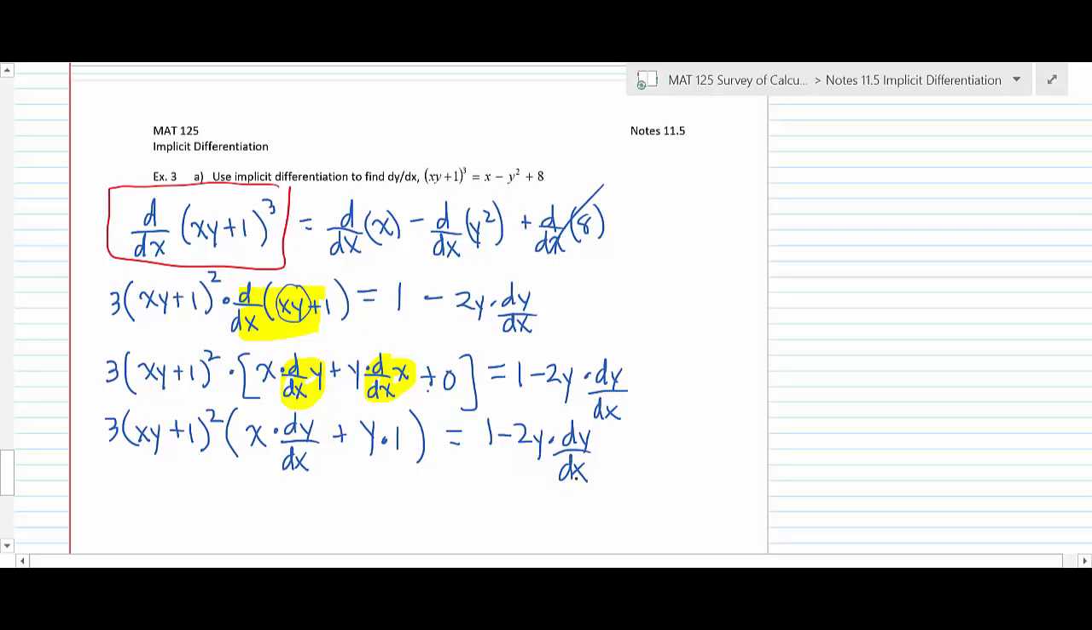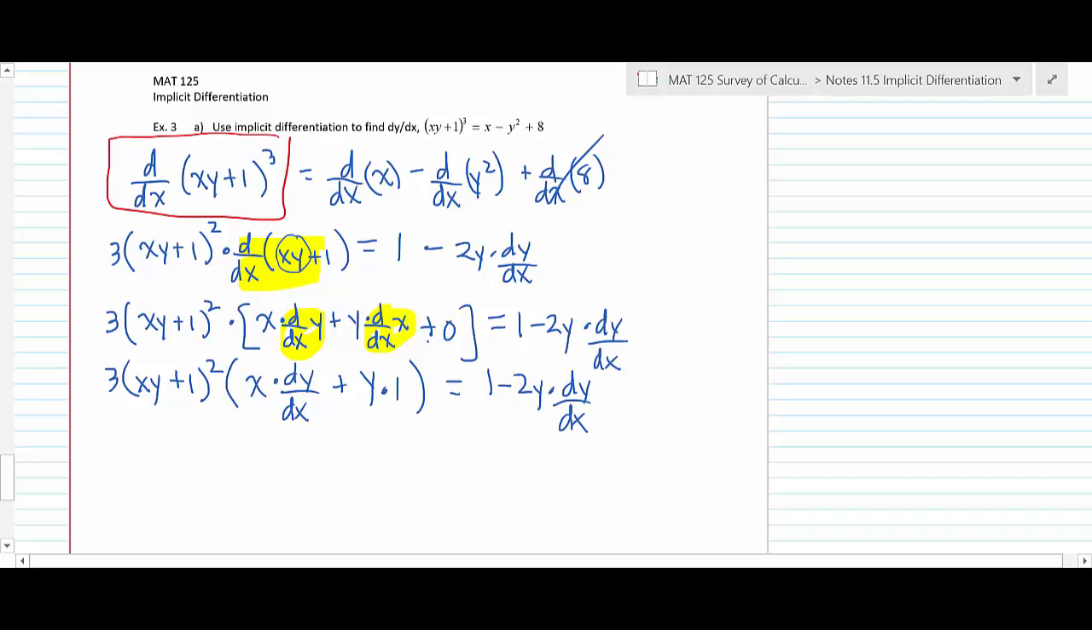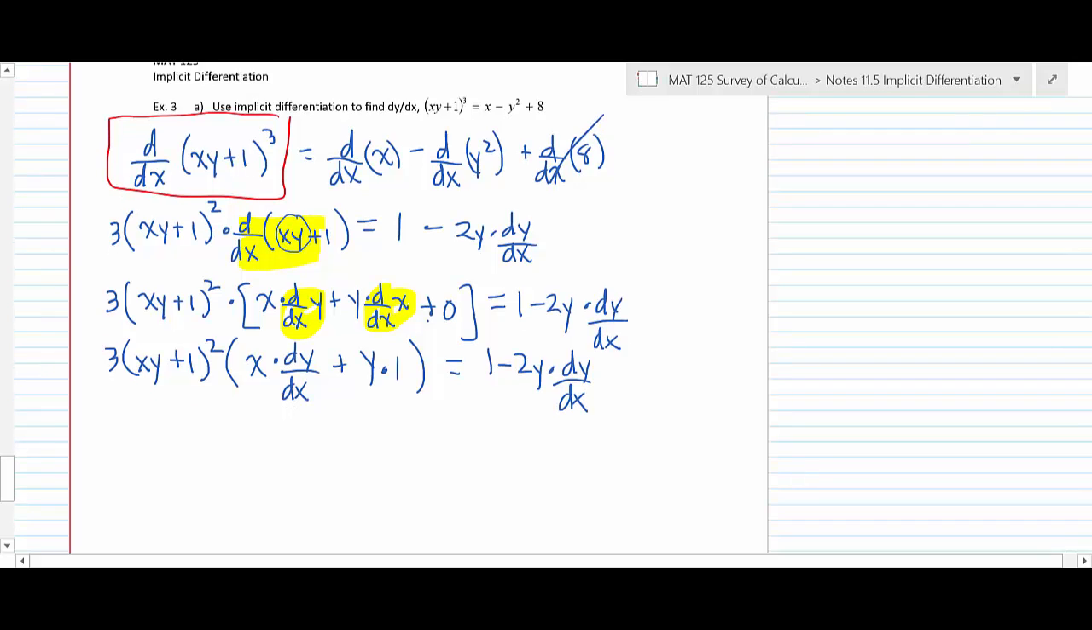Okay, it's a little messier because of that left side. Now the focus becomes, we have two of these dy over dx's in the problem, so somehow we've got to try to get all those things by itself. Okay, now watch this carefully because it can get a little tricky here.